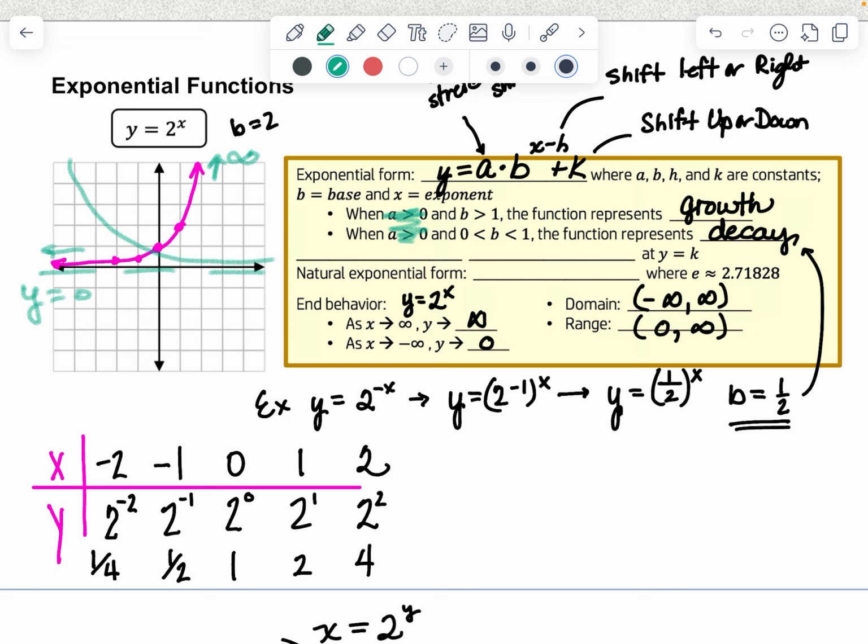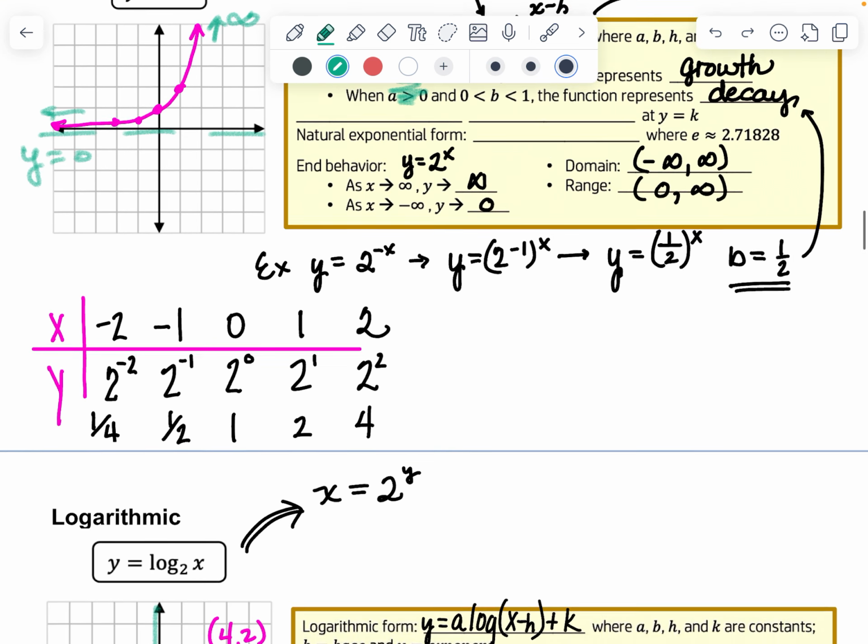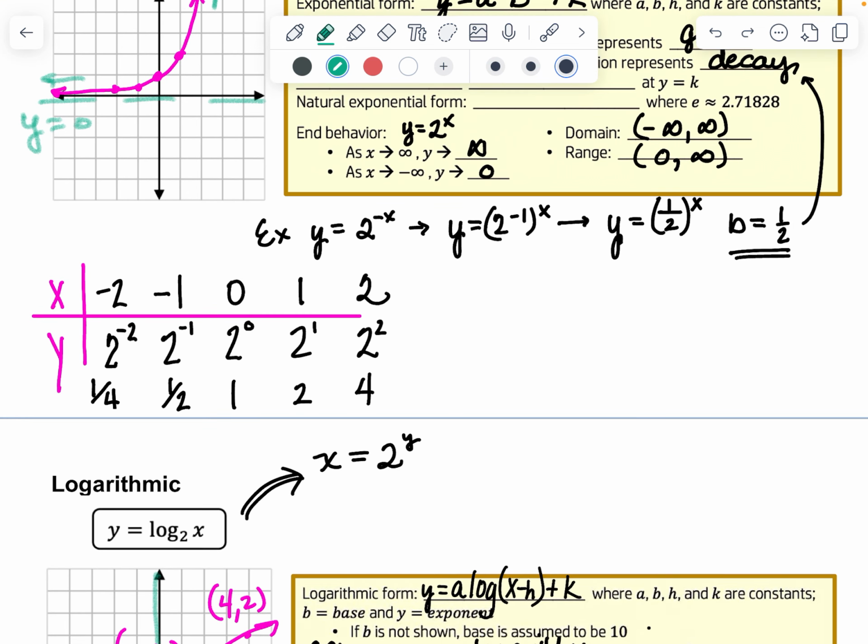It's going to look something like this. It's going to sweep downward, and it's going to have kind of the opposite effect with the horizontal asymptote. Be careful with those negative exponents.